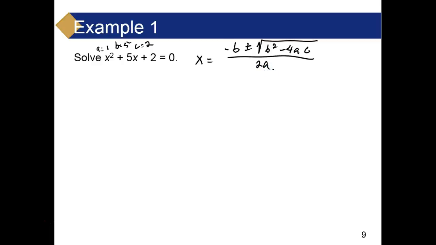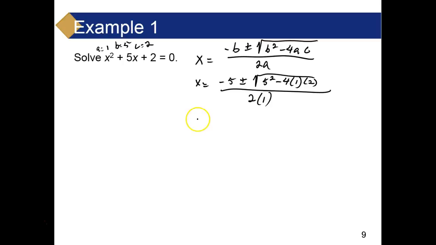Got it. Now we plug it in. x is equal to, like you said, minus 5 plus or minus the square root of 5 squared minus 4 times a, which is 1, times c, which is 2. And all that is over 2 times 1, because a is 1.